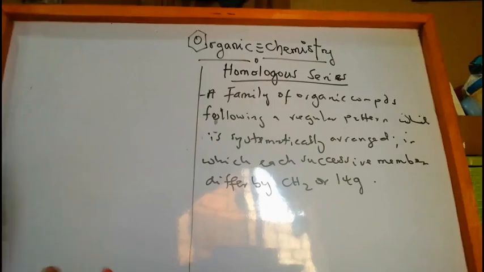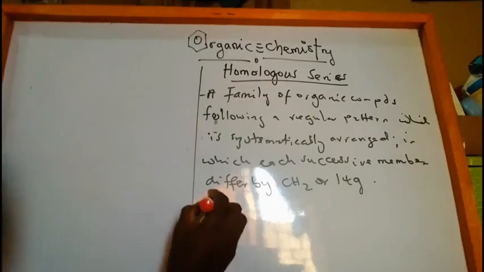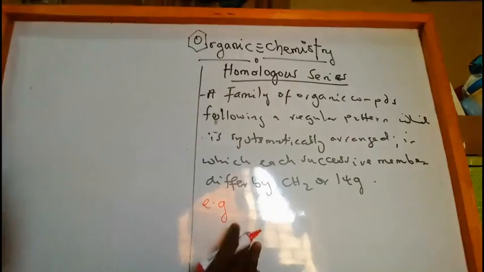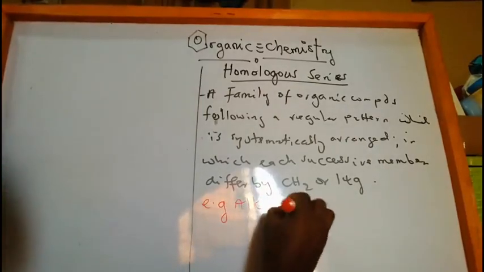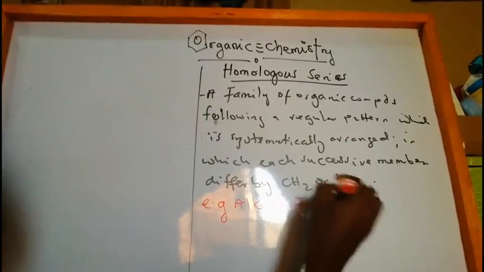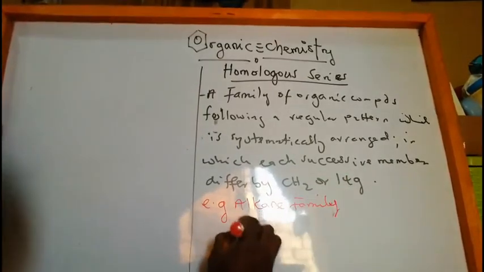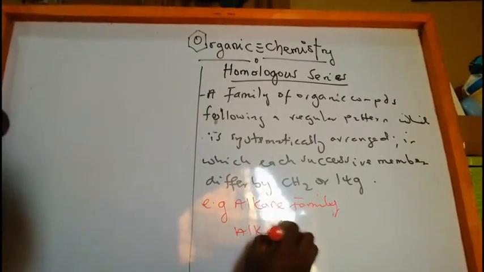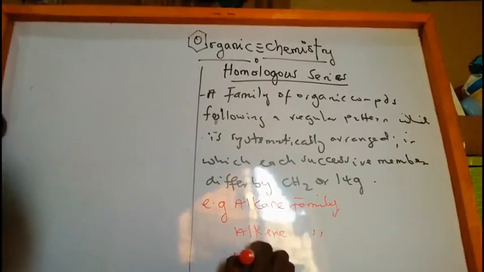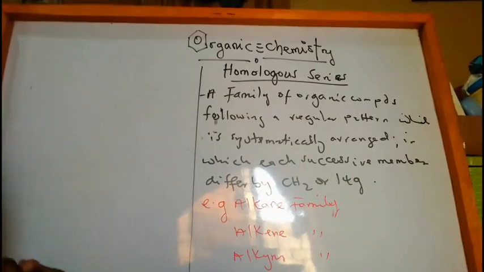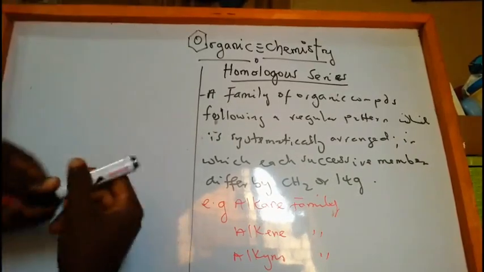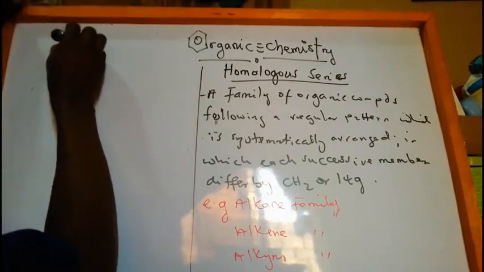So examples of compounds following this series, we have the alkane family. It's an example of a homologous series. We have the alkene family. We have the alkyne family. So there are more than this, but we'll focus majorly on these three. And then, what is it that we need to understand about them? So the first one, the alkane family.